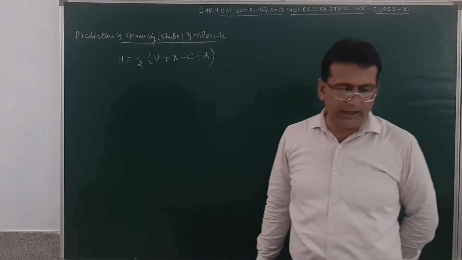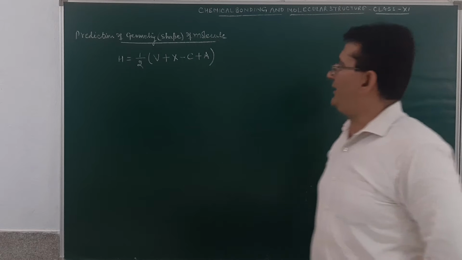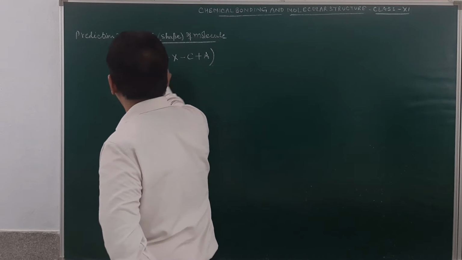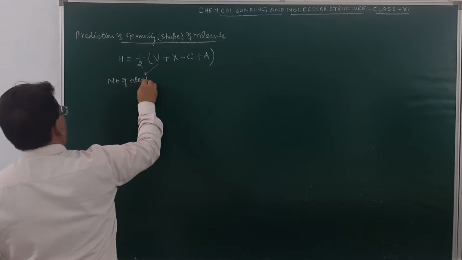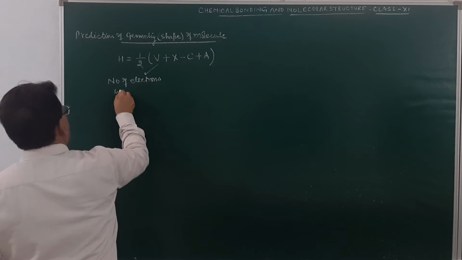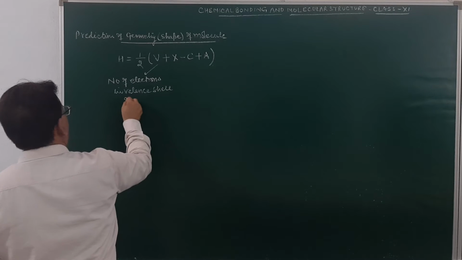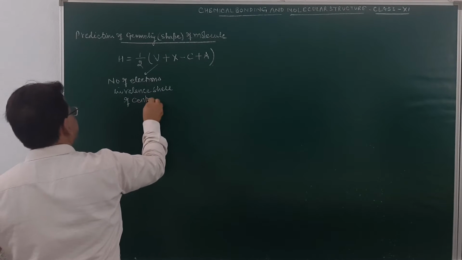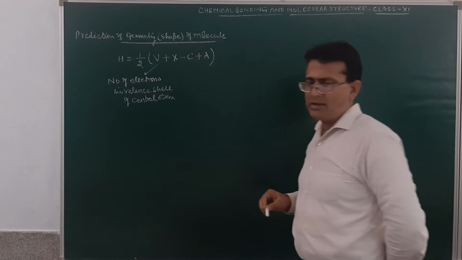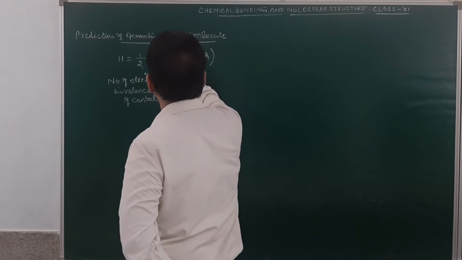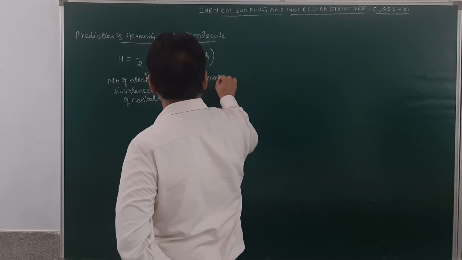So hybridization will be equal to half into V plus X minus C plus A, where V is the number of electrons in the valence shell of the central atom. X will be the number of monovalent atoms.